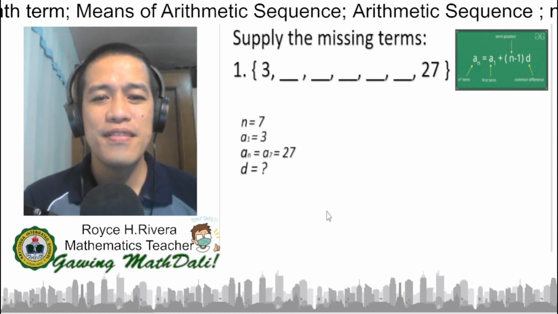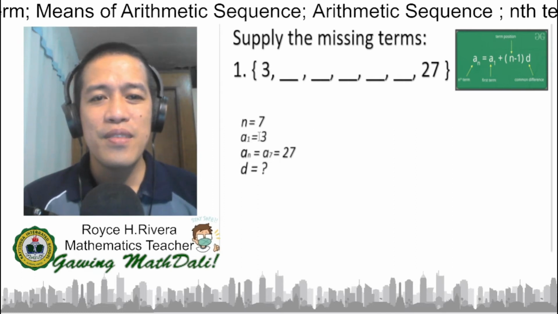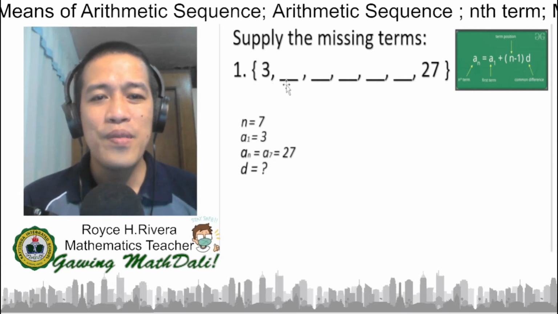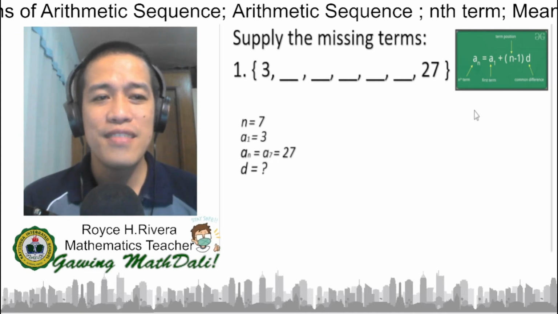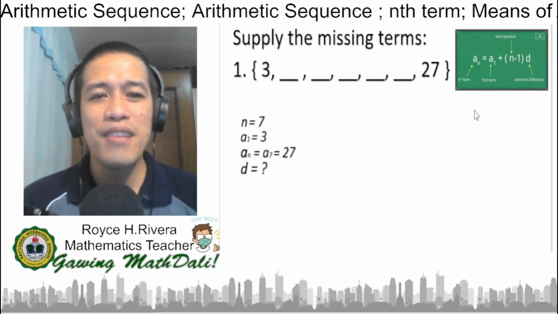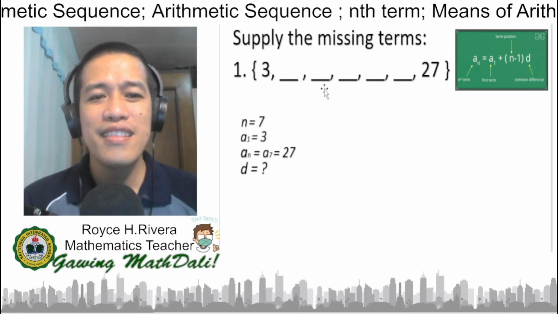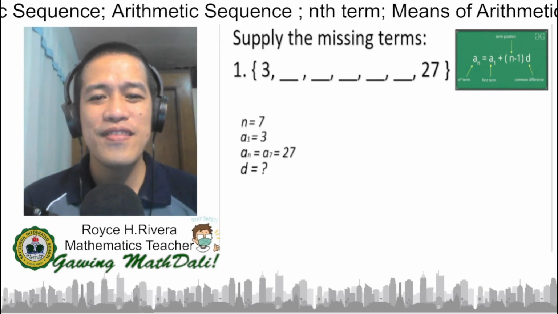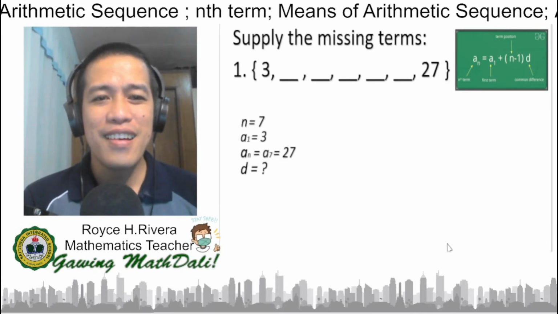Next, D. We cannot identify the common difference. Walang magkasunod na term sa given sequence. If we are able to find the value of the common difference, kaya na nating supplyan ng mga values ang mga blanks. Simulan na nating alamin ang common difference.